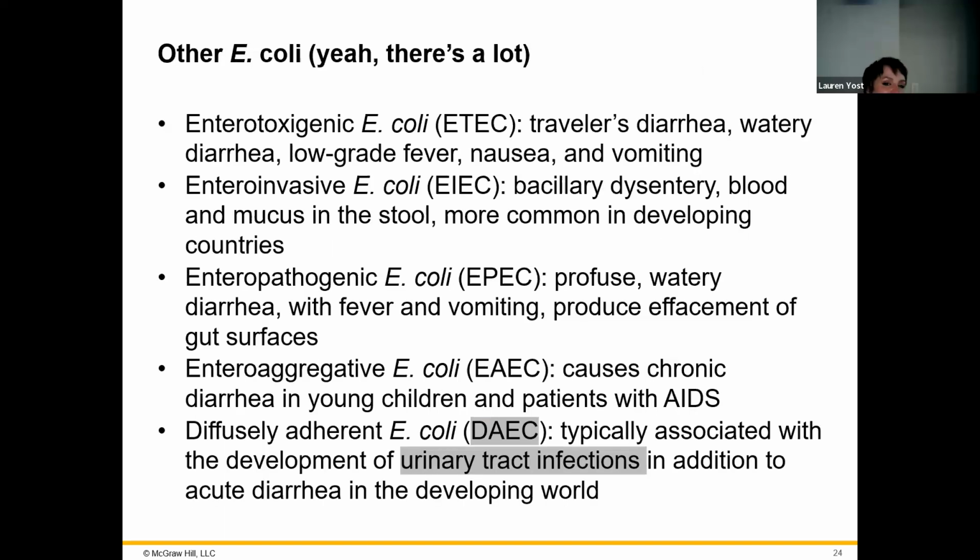Other E. coli. All right. So the bottom two are probably the only ones that I'm going to care about. All right. So we're going to talk about enteroaggregative E. coli in a little bit.